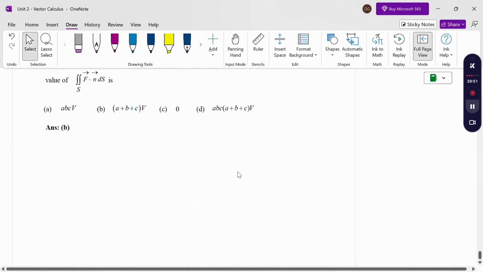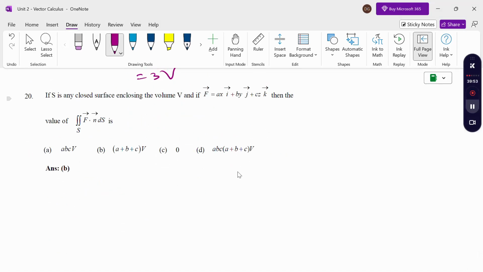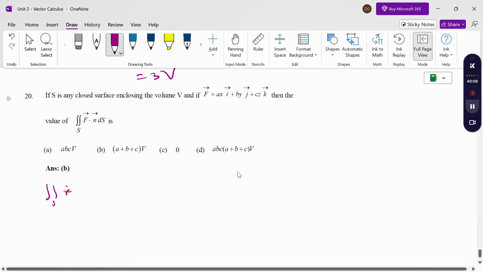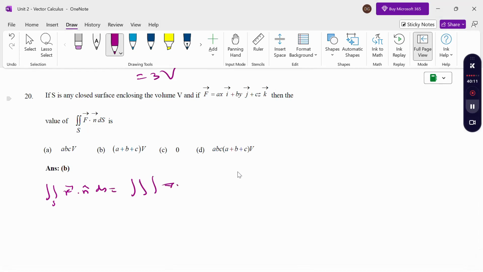And then if S is any closed surface enclosing the volume V, and if F vector is given, then the value of double integral over S of F dot n cap dS vector. Therefore, this term is nothing but double integral over S of F dot n cap dS equal to triple integration of del dot F vector into dV.